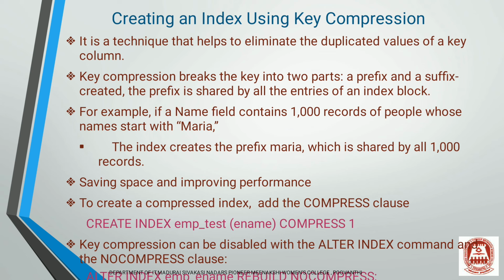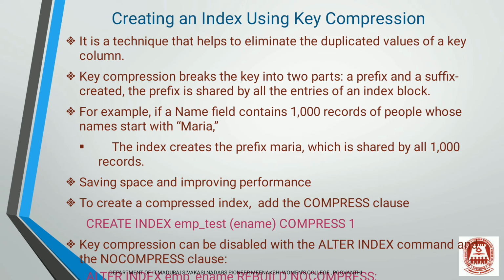So the index creates the prefix Maria, which is shared by all the 1000 records. We are going to compress it and focus on the part of the key which is a unique one. Then we can do this. Saving space and improving performance is possible with the help of index, creating index using key compression.